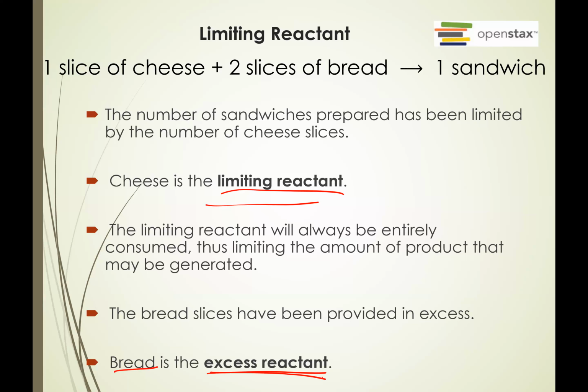So whenever we're given 2 reactants, we need to find out which one is our limiting reactant. So the limiting reactant will always be entirely consumed. So it limits the amount of product we can make. We could only make 11 sandwiches because we only had 11 slices of cheese. So we're going to do the exact same thing. We're just going to do it with chemistry.